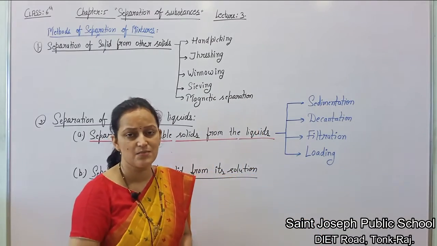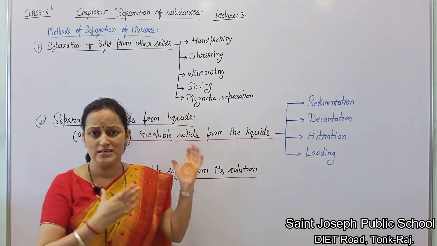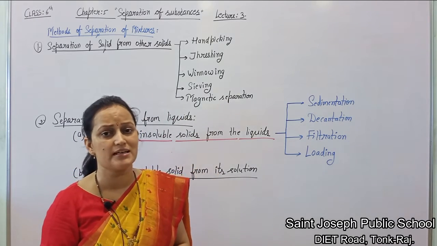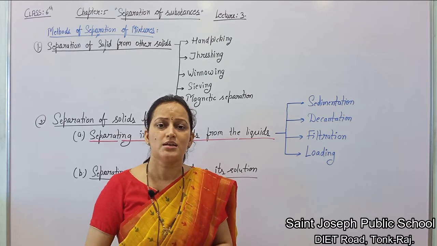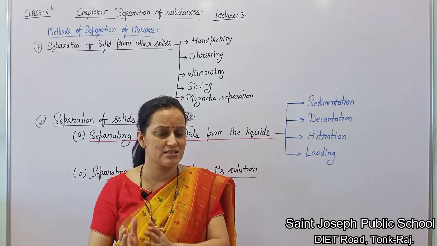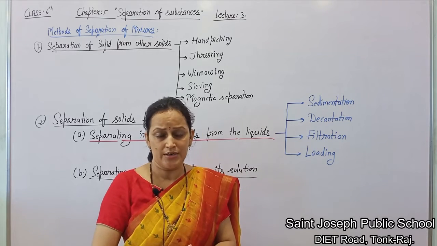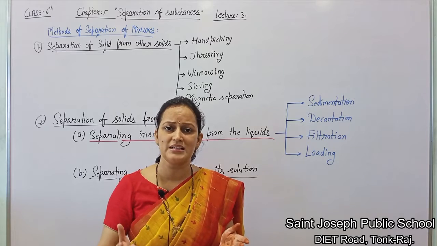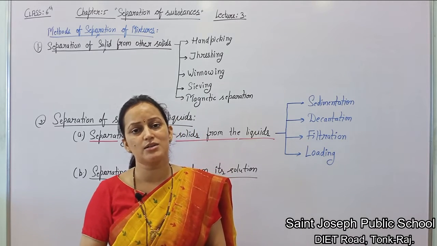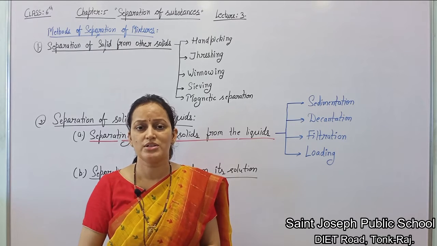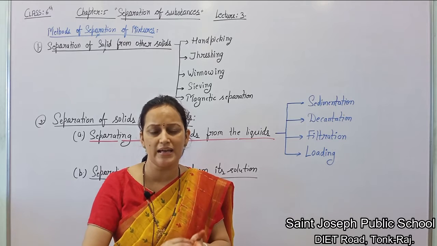Let's talk about the next method, which is called magnetic separation. The word itself makes it clear. What is magnetic separation, children? It is a method which is used to separate magnetic materials from non-magnetic materials. Now you must be thinking, what are magnetic materials and non-magnetic materials? Magnetic materials are those materials, children, which get attracted towards a magnet.